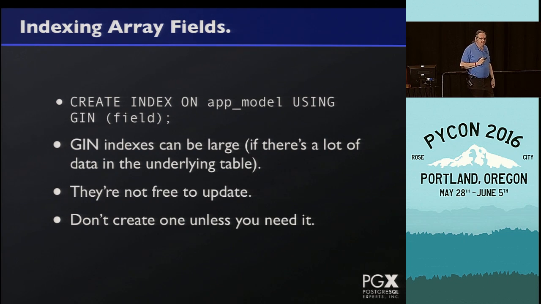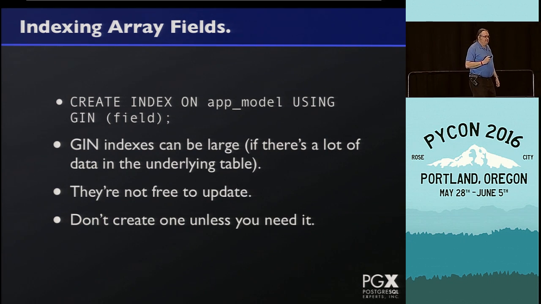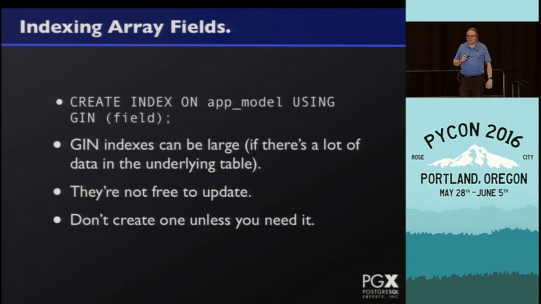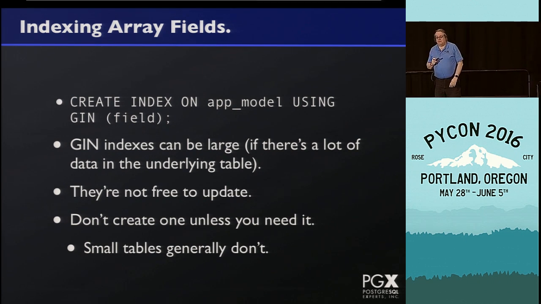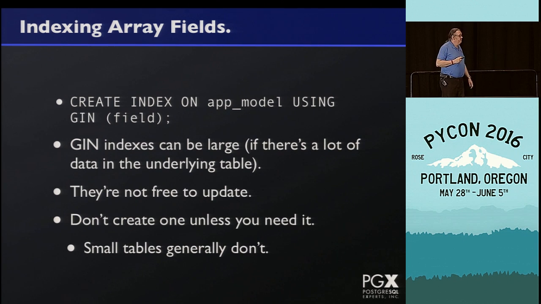There is this unfortunate tendency in Django, because saying db index equals true is so easy, people create lots of indexes they don't really need. Small tables in particular don't really generally need these. If the table can easily fit in memory, don't bother with an index on it.